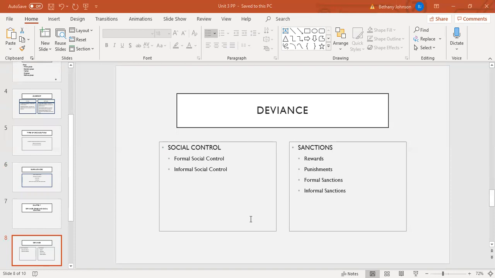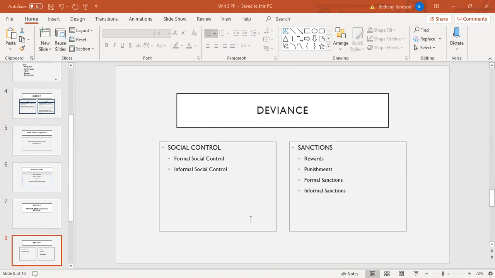A deviance can be as minor as sneezing without covering your nose and your mouth, or as major as committing a murder. Whether an act is labeled deviant or not depends on many factors, including where the deviant behavior happened, who is in the audience, and the individual committing it. Now, I want you to write this down. All illegal behavior is deviant, but not all deviant behavior is illegal. So let me say that one more time. All illegal behavior is deviant, but not all deviant behavior is illegal.